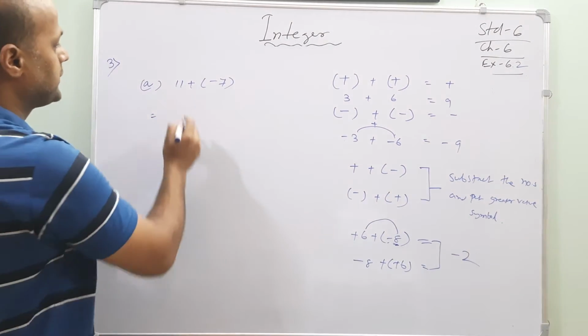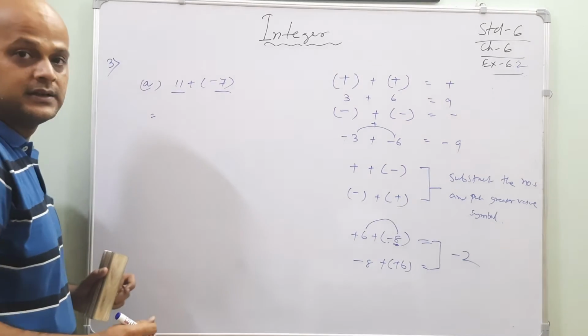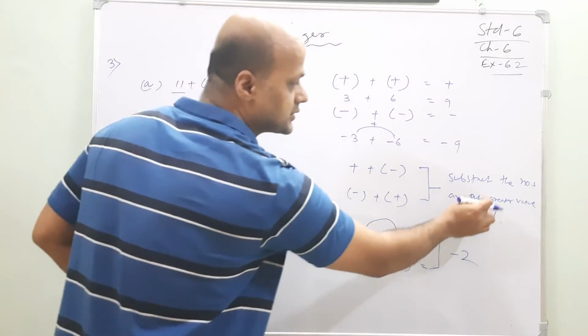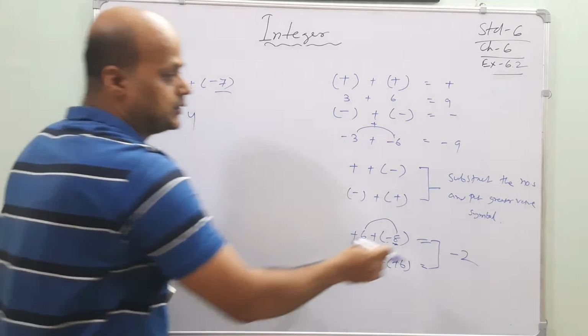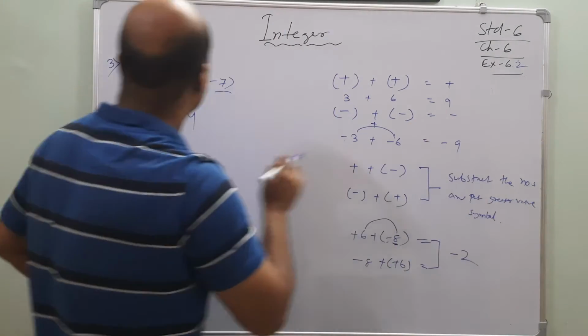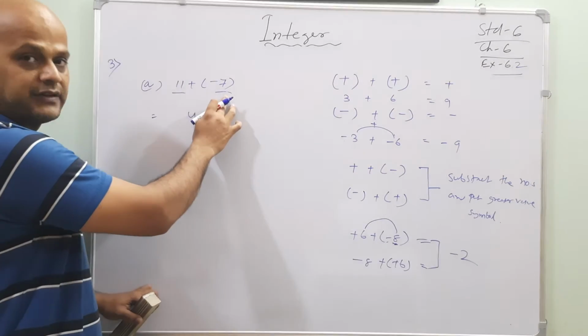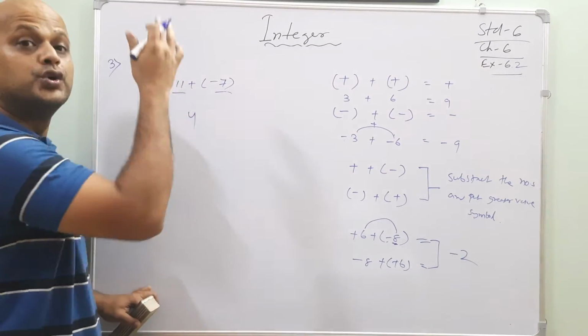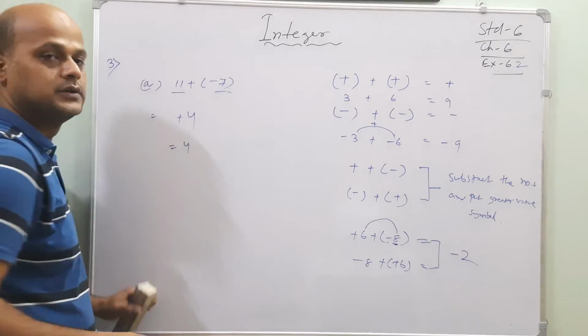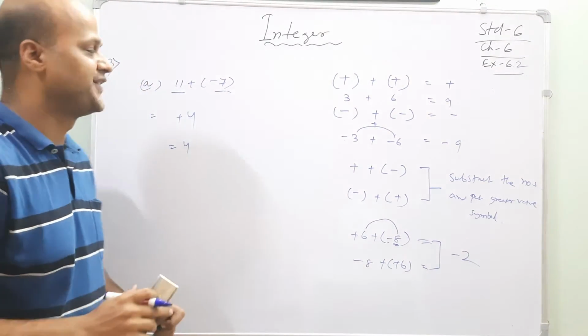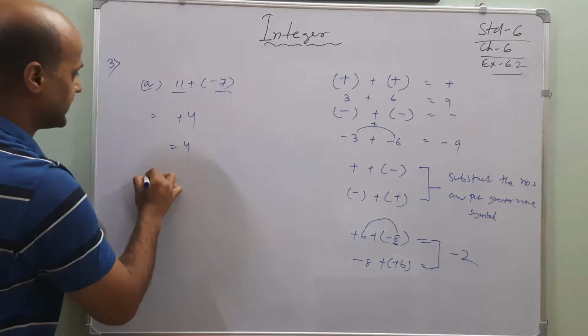Now remember, here 1 plus 1 minus is there. What you have to do? This rule will come. Subtract the number. 11 minus 7, 4. And put the greater value symbol. Which one is greater? 11 is greater, 7 is greater? 11 is greater. Which sign is it? Positive sign. You write a plus 4 or 4, whatever it will be. Okay? Let's go for the second one.